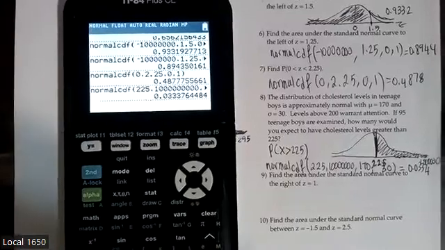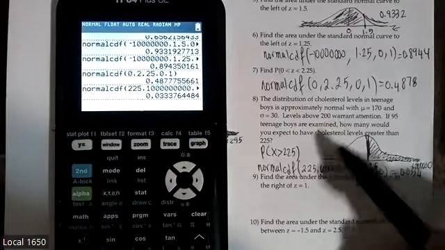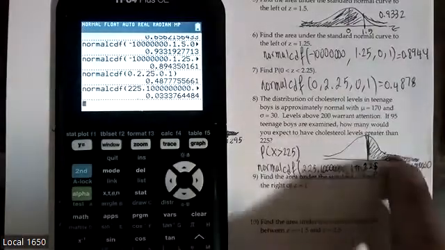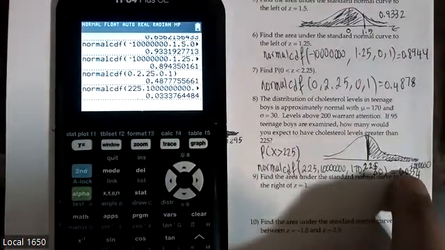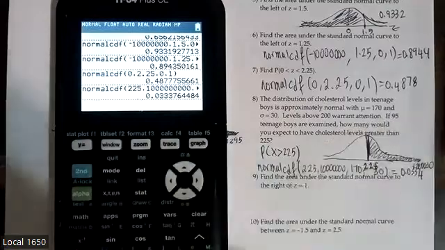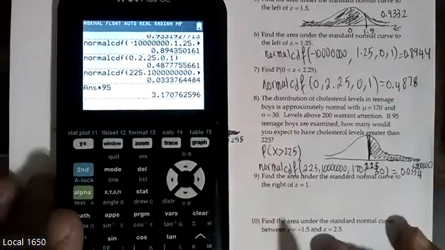Now, here's my question to you. That's not what he asked for. He said, if you have 95 boys, how many of them would you expect to have a cholesterol more than 225? Since we know the probability of a teenage boy having a cholesterol level more than 225, how would you figure out how many of those boys are going to have high cholesterol? You take this probability, guys, and multiply by 95. So if I take this one and multiply by 95, that's the answer.